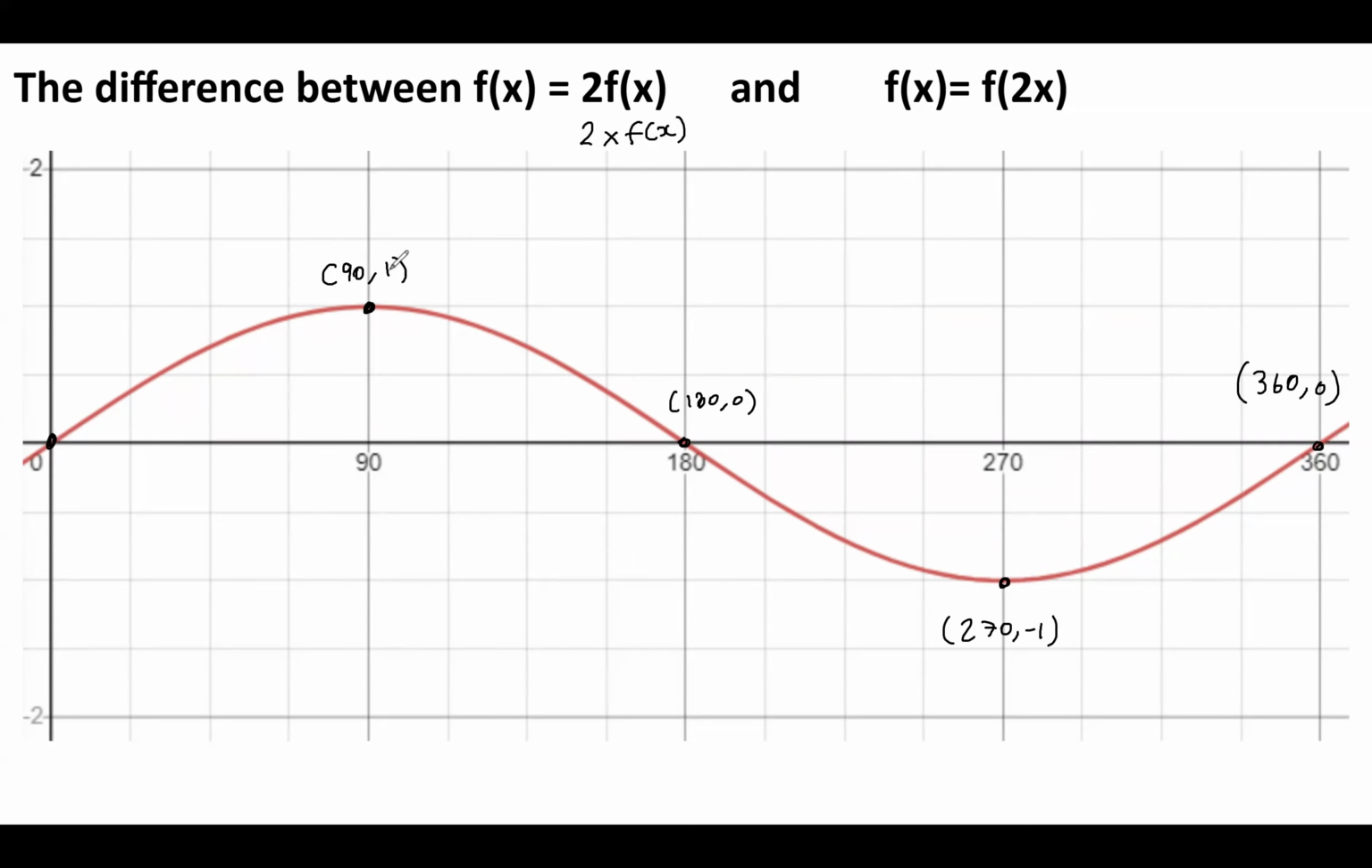However, here, 1 times 2 is 2. The x coordinate is not going to move, so our new point is going to be over here at 90, 2.